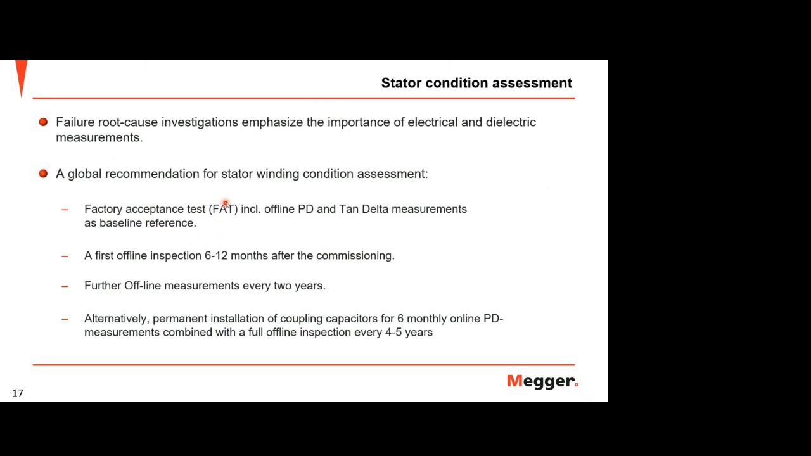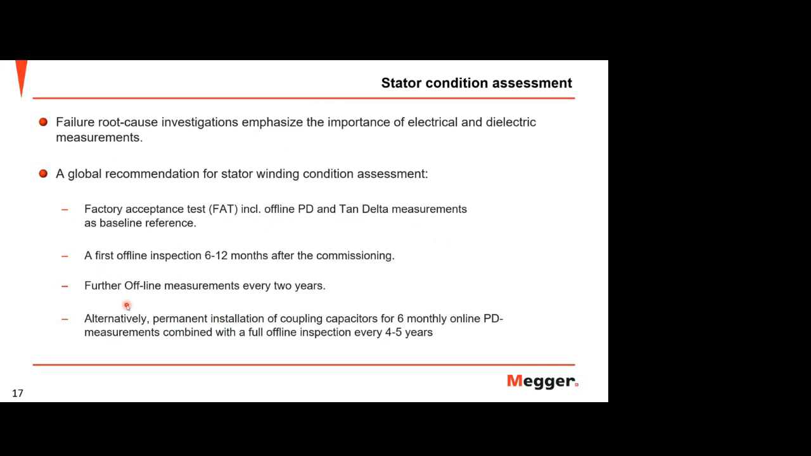makes the rotating machine, they will do the FAT test, including the offline PD and tan delta measurement as a baseline reference. So at least this testing must be done as the insulation analysis baseline reference. And the first offline inspection is after 6 or 12 months after the commissioning. You can do again the same testing, offline PD and also tan delta.